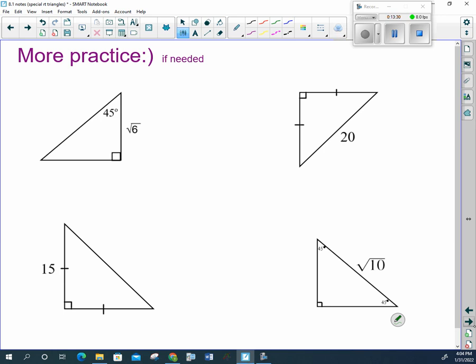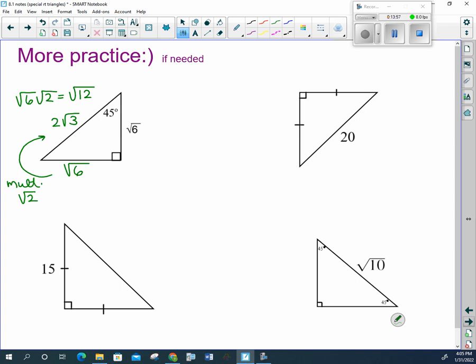So here's some more. This one's the square root of 6. And I'm going to the hypotenuse, so that means I'm going to multiply by the square root of 2. Well, square root of 6 times square root of 2 turns out to be square root of 12, which is 2 root 3. And you could do that on your calculator if you needed to.